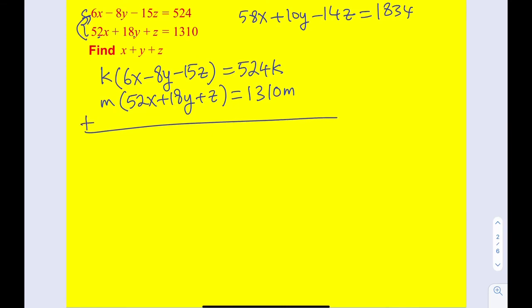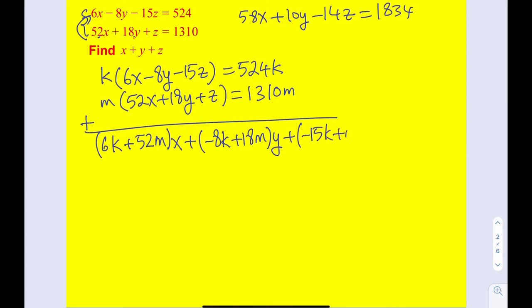Okay. When I add, I'm going to be getting 6k plus 52m multiplied by x, and then plus negative 8k plus 18m multiplied by y, plus negative 15k plus 1m times z, and that's going to equal 524k plus 1,310m.